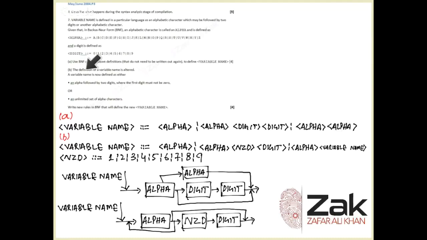B says the definition of the variable name is altered. A variable name is now defined as either an alpha followed by two digits, where the first digit is a non-zero digit. So you would have to come up with this non-zero digit yourself, because this digit holds up on zero.